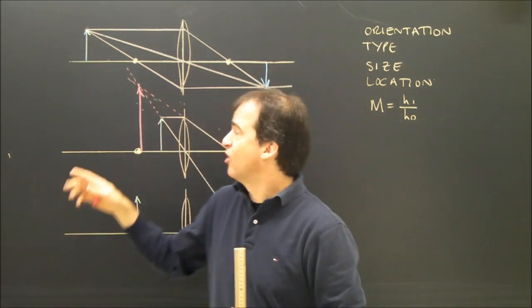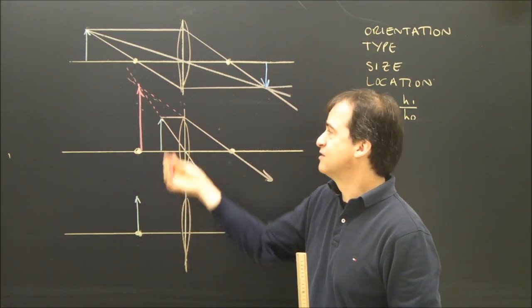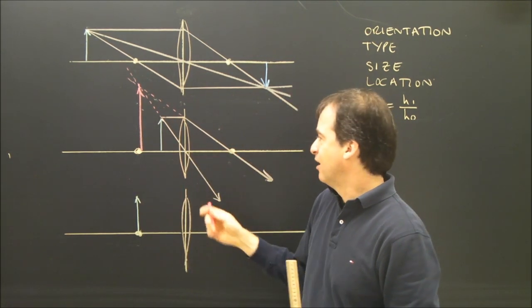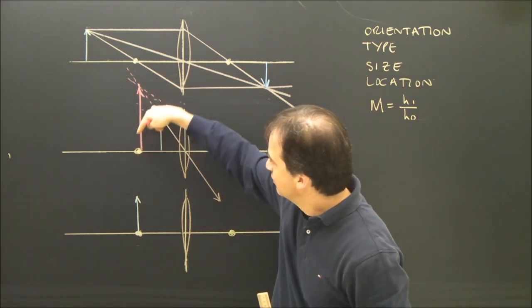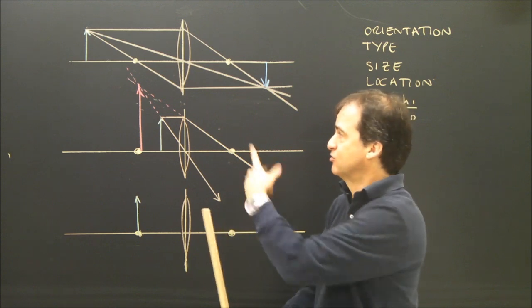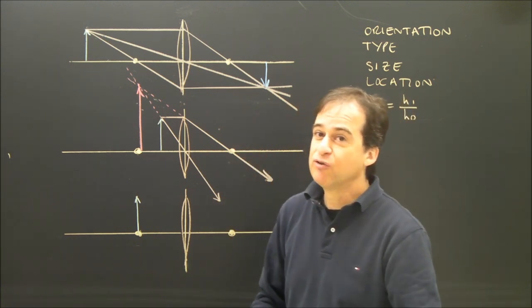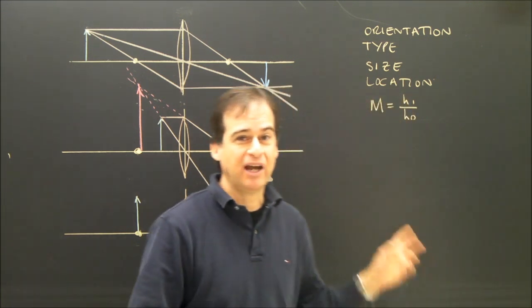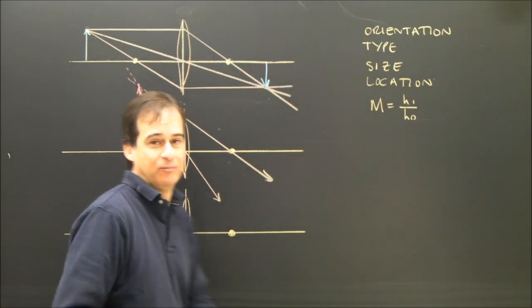Since the three rays did not actually meet, I had to trace them back. This is a virtual image. The third ray goes through the secondary focus. It goes off and doesn't go through the lens, so it's not important to this drawing. So I've used two of my three rays. All three didn't meet. I had to trace them back. But let's look at this one.